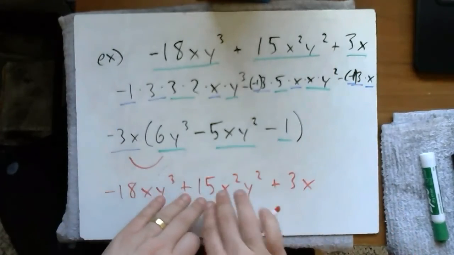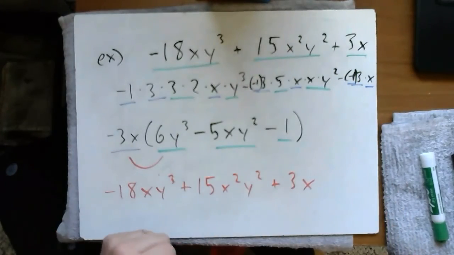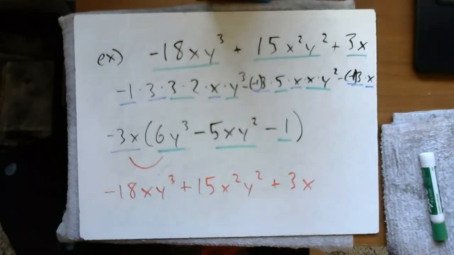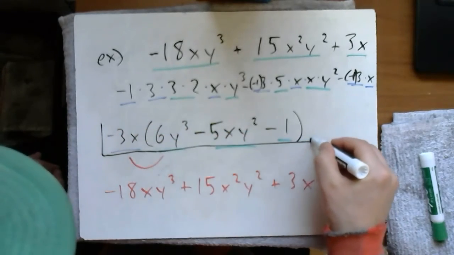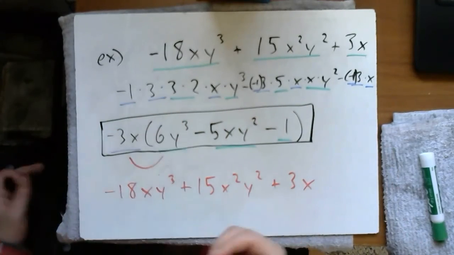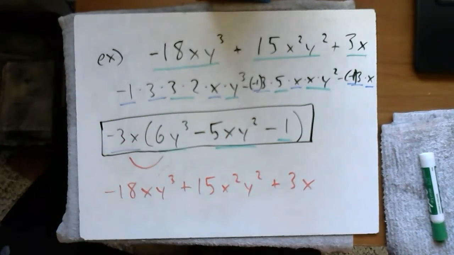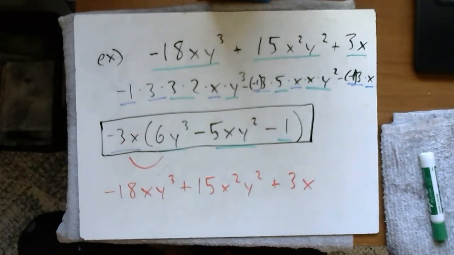It checks out. This and this are the exact same polynomial. And so I know now that right here, I have factored out the greatest common factor, and this is the factored form of this polynomial.